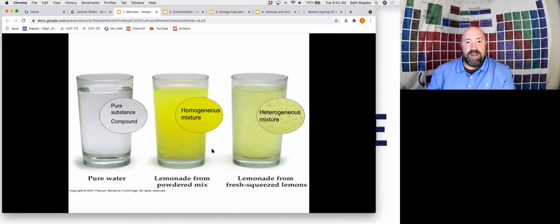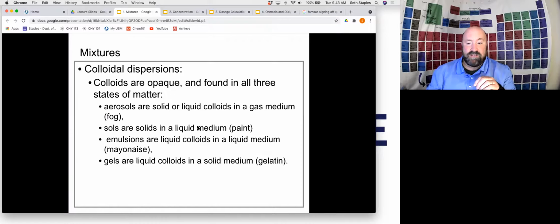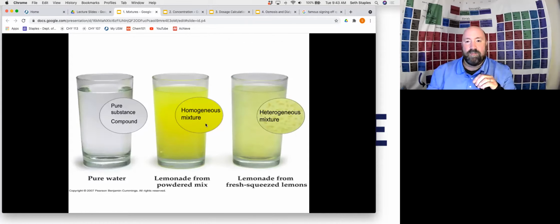Now we've made some lemonade from a powdered mix. And we can see here that it's all completely uniform throughout the whole thing. So that's a homogeneous mixture. Make some delicious lemonade from fresh squeezed lemons. Oh, whoa, what's going on there? There we go. And now we've got all that pulp floating around in there. There are definite differences in the composition in different parts of the whole mixture. So that is now a heterogeneous mixture.